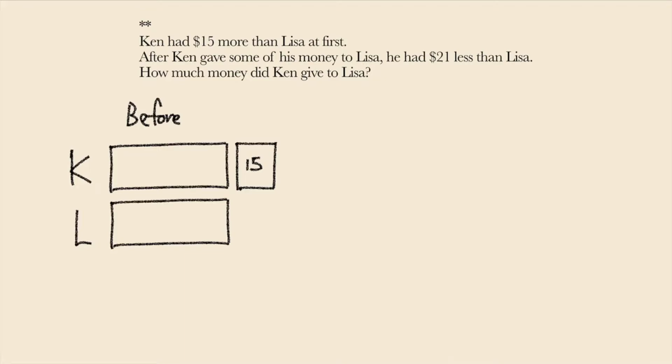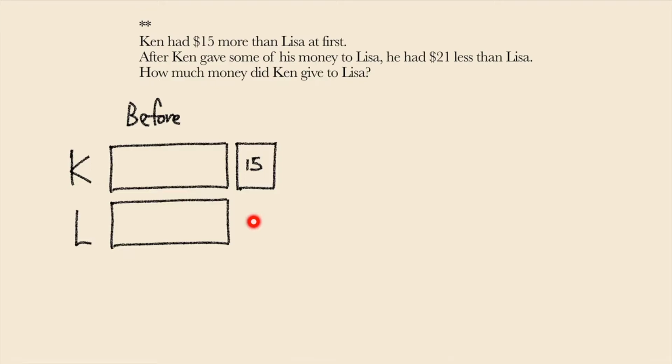So K had 15 more than L at first. Now after K gave some money, so there's going to be a transfer of money to L. Okay. Now, he had 21 less than Lisa. If you think about it, let's say K gave 15 to Lisa. Then this block here, 15, would move here to L, yeah? Which means L would have 15, K would have 15 less than L. Okay, so if this block moves down, K will have 15 less.